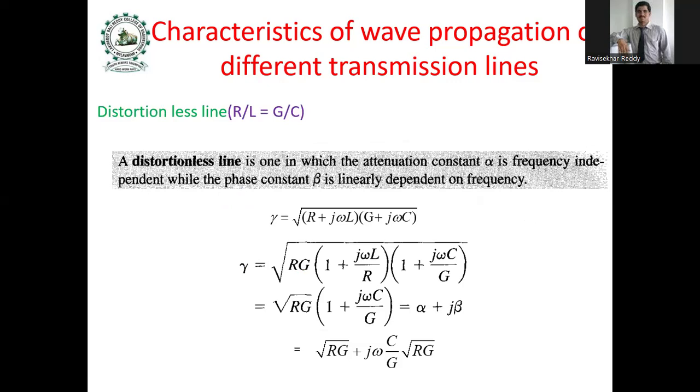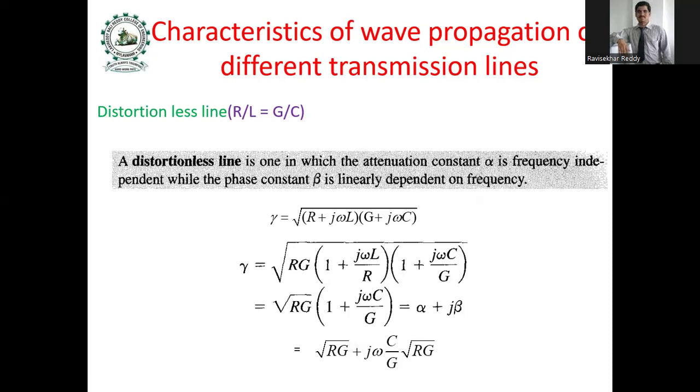So coming to distortionless line. So what is distortionless line? A distortionless line is one in which attenuation constant is frequency independent, while phase constant beta is linearly dependent on frequency. So condition for distortionless transmission line, that is R by L equal to G by C.